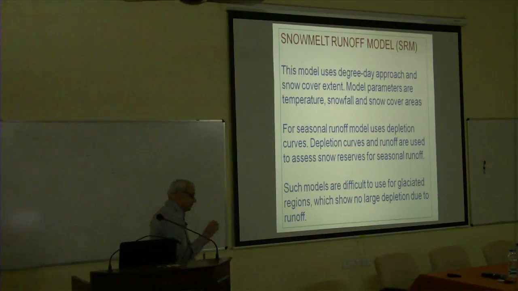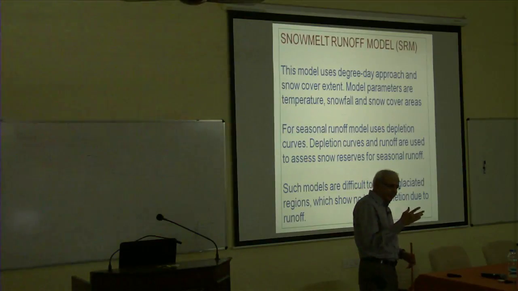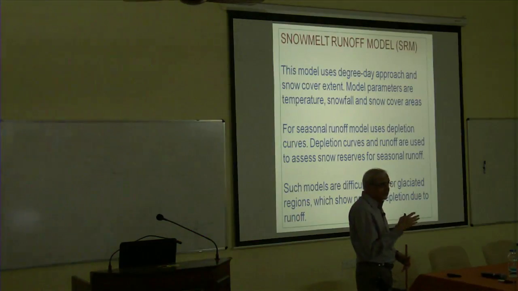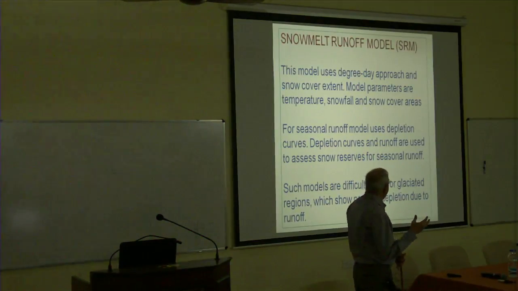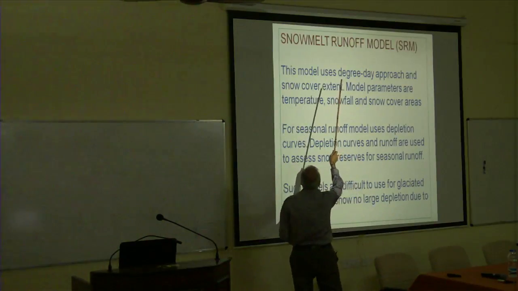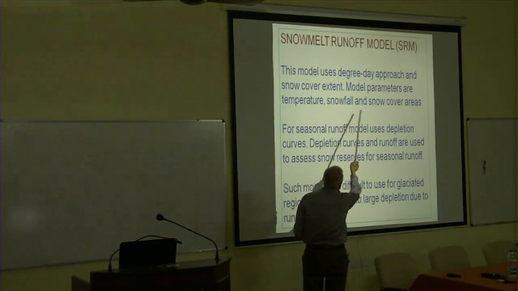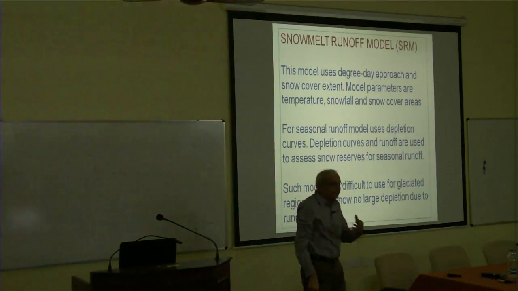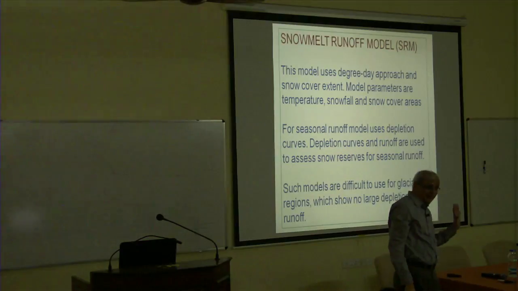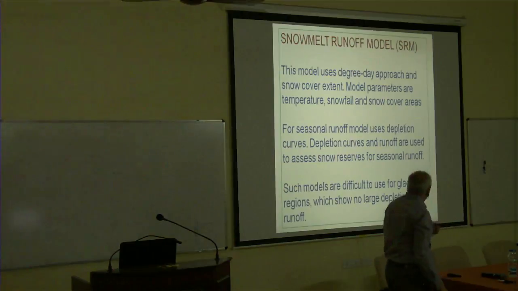There are certain well-known models where they do all these things. One is the Snowmelt Runoff Model, SRM, which I talked about, by Martinec and others, Rango. Here they use the degree-day approach. They use the seasonal snow cover, and the model parameters are temperature, snowfall, and snow cover area. Other parameters are required in that model, which can be generated, but we will not go into the detail of this model. I am just telling you that this model exists.